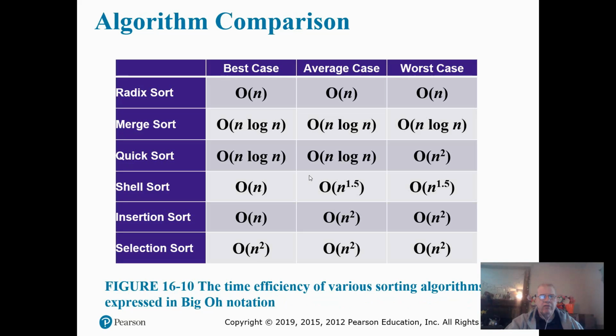So here's a list of the big O notation for various sorts, and we notice that radix sort is the best in all cases, but of course you've got to have integers, and so preprocessing or doing something to take the keys and turn them into integers might take longer.